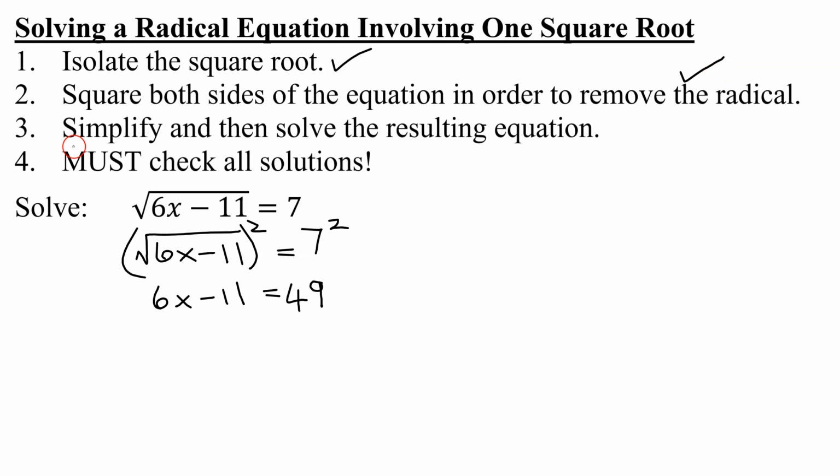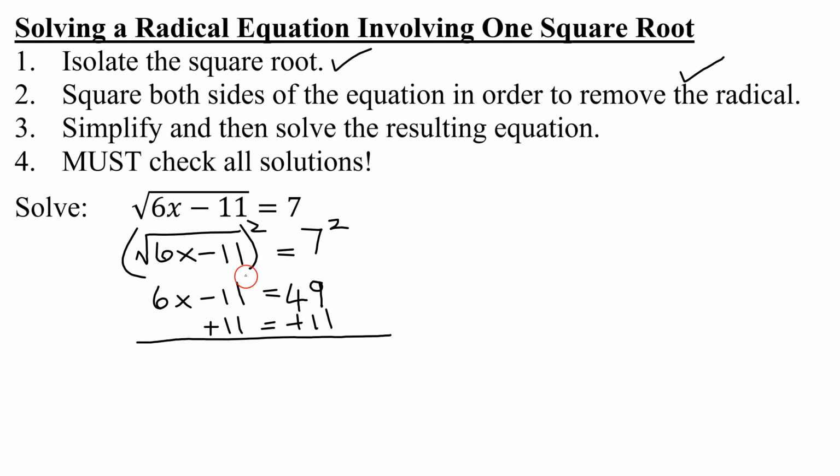Now moving on to step 3, we need to simplify and solve the resulting equation. Well, what type of equation do I have left here? What's the highest degree on an x? It's a 1. It's a linear equation. So I need to get x's on one side, numbers on the other. So I'm going to leave my x's on the left-hand side. I'm going to isolate them by adding 11 to both sides.